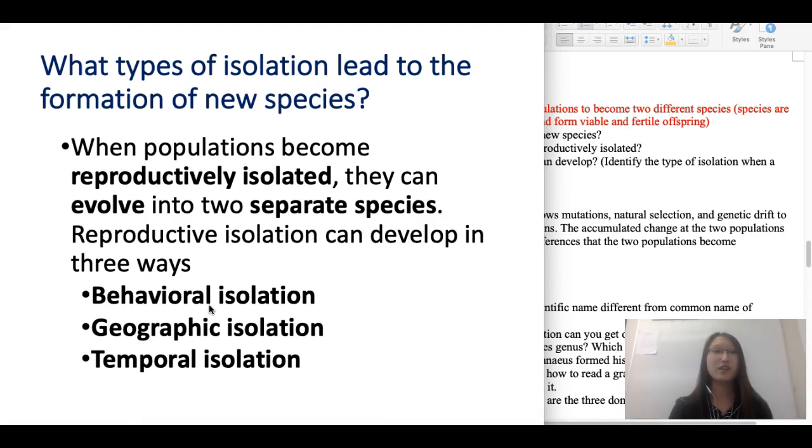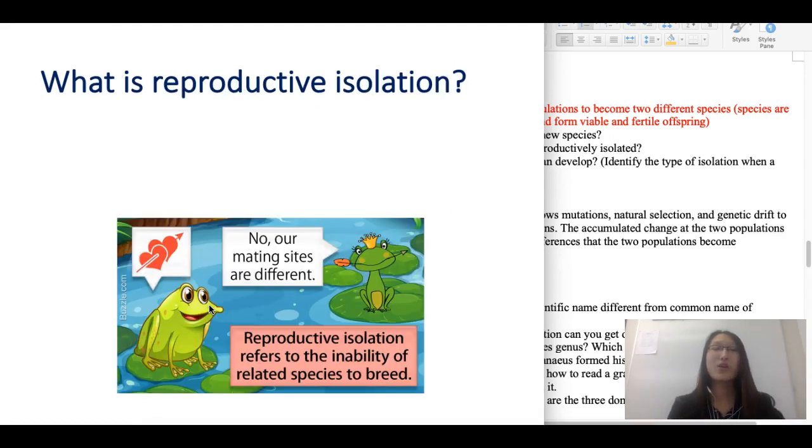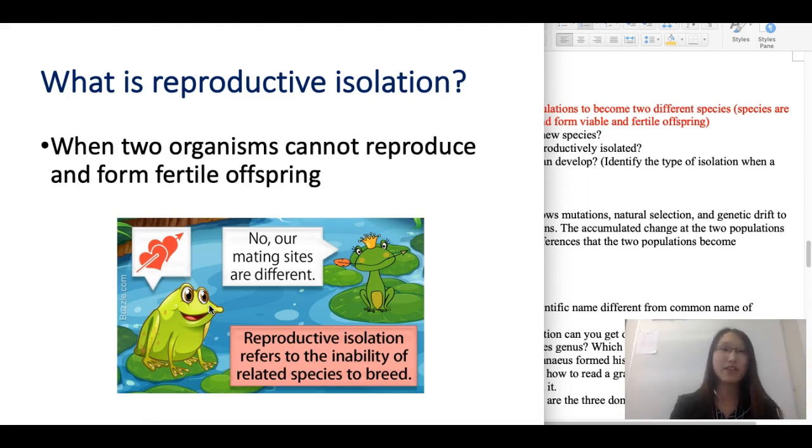The first one is called behavioral isolation. The second one is geographic isolation. The third one is temporal isolation. So what makes two populations not able to reproduce? First off, what is reproductive isolation? When two organisms cannot reproduce and form fertile offspring. I'm going to change that. It should say, and form viable fertile offspring.